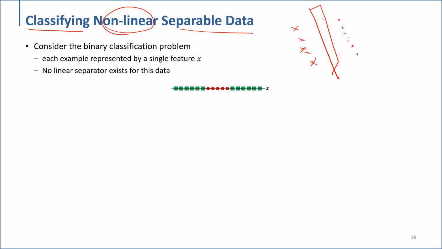So for that, when we think about this example, you can see that it is not easy to divide this data by using a single linear line. So here, no linear separator exists for this data. Of course, you might think that we can use this line, but this one is non-linear, so we need to think about how to divide this data.